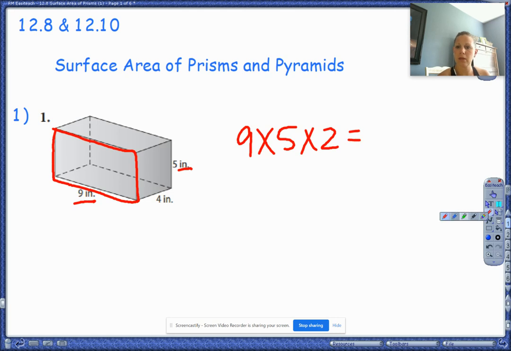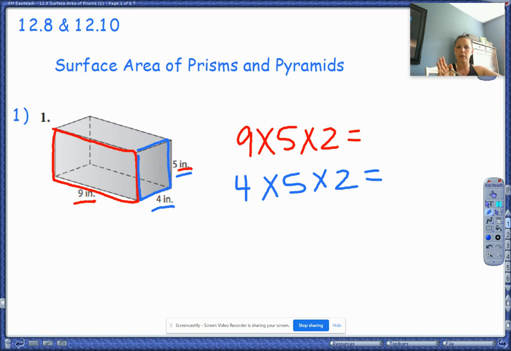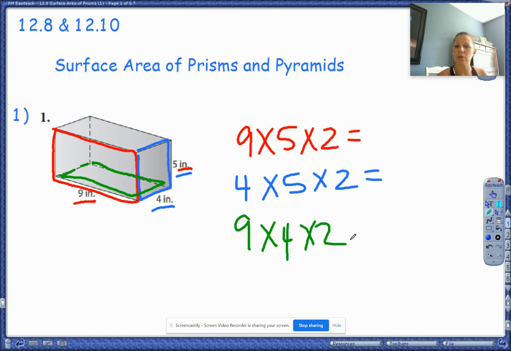Then I have the rectangles on the sides. The dimensions of my rectangle on the side are 4 and 5. 4 times 5 times 2, because there's one here and one here. And now I have my rectangle on the bottom, right here. The dimensions of that rectangle are 9 times 4, and there's also 2: the one on the bottom and the one on top.